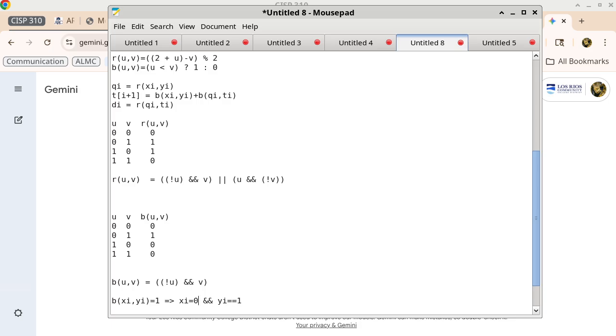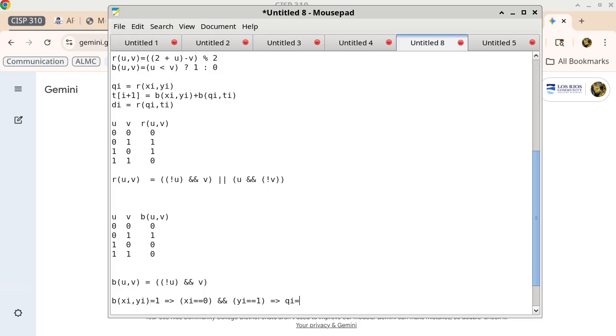Since I'm not writing, I'm going to use extra parentheses. We're confirming that xi is a 0 and yi is a 1. Okay, what does that imply in return? Well, I'm going to give you a clue. Can we have a conclusion about q of I? In other words, can I say q of I has to be something?